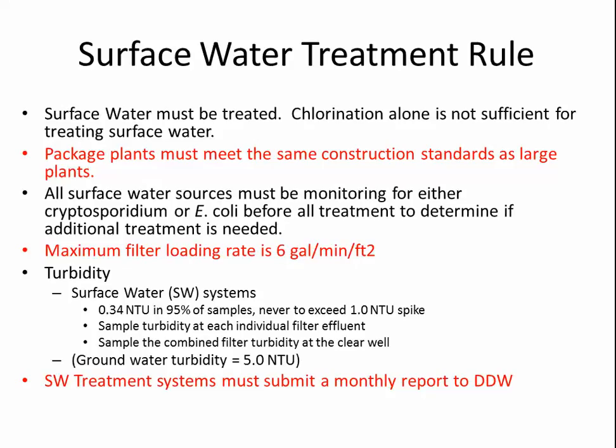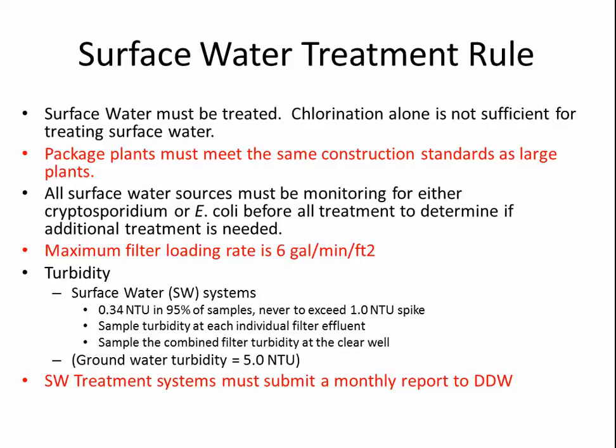And turbidity is very specific with our surface water systems. It must be 0.3 NTU in 95% of the samples, and it can never exceed a 1.0 NTU spike. NTU stands for nephelometric turbidity unit, and it's just the units that are used to measure turbidity. So every filter has to have the turbidity measured at the effluent, and then when all your filters combine, the combined filter turbidity has to be measured at the clear well. So that's your surface water turbidity. Now groundwater, we also have a turbidity standard for that, and that is 5.0 NTU.